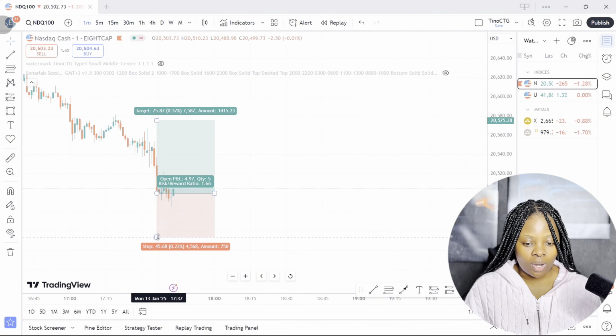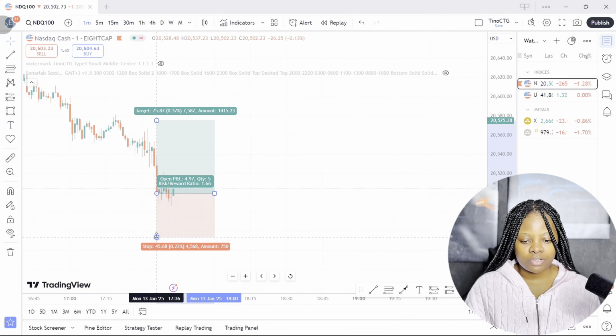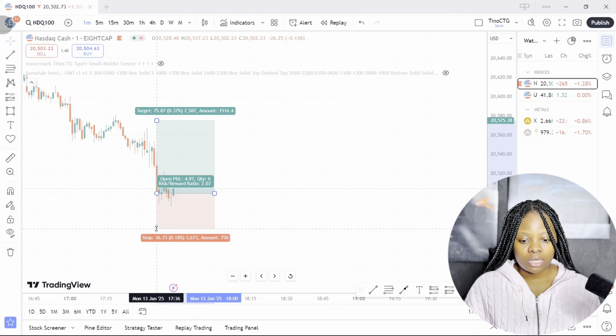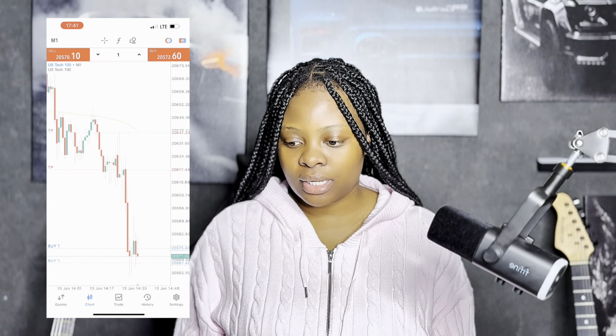My stop loss will be right below this level, and the first take profit is not going to be crazy because I'm not targeting a really large point, right? So that's it, right? Let's just wait for this trade to play out. Nothing too complicated.